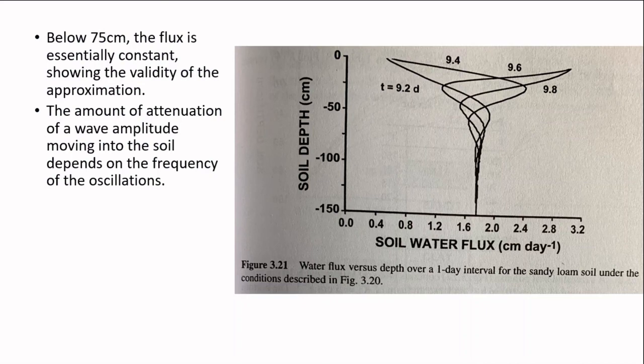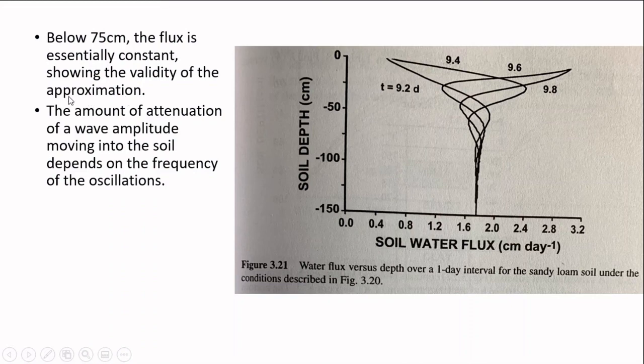Right, so here's another graph showing the soil depth changes with soil water flux. Soil water flux is in centimeter per day. Soil depth is in centimeter. So you can show this water flux at different days: 9.2 days, 9.4 days, 9.6 days, and 9.8 days. Below 75 centimeter, below the cutoff point of 75 centimeter, the flux is essentially constant, showing the validity of the approximation.